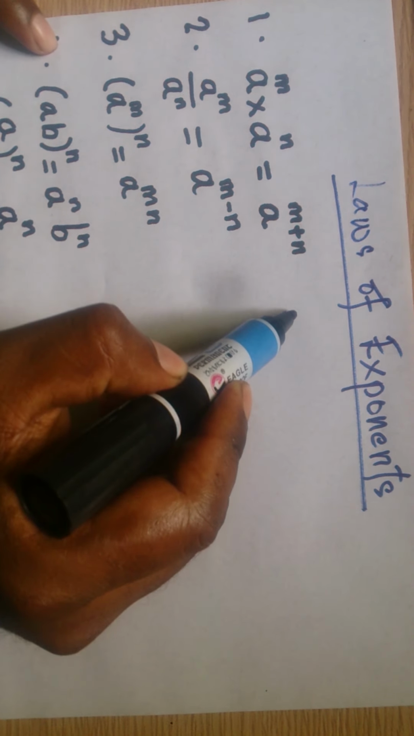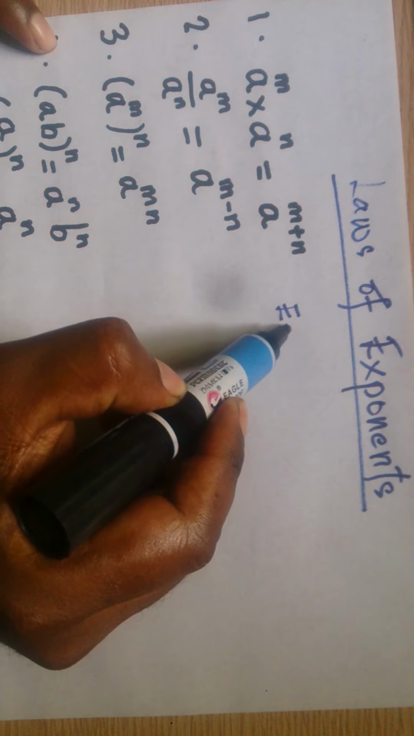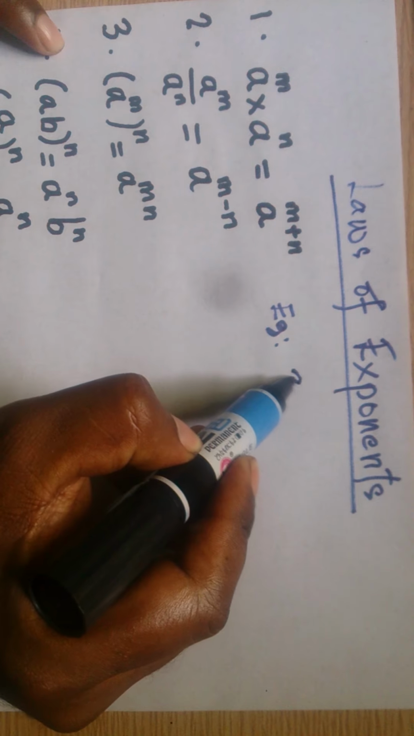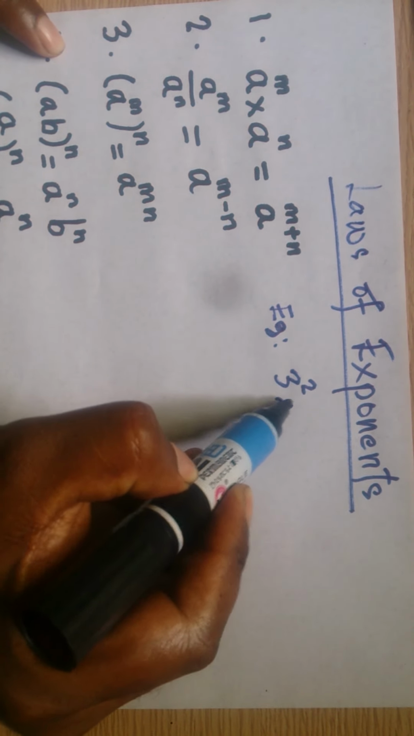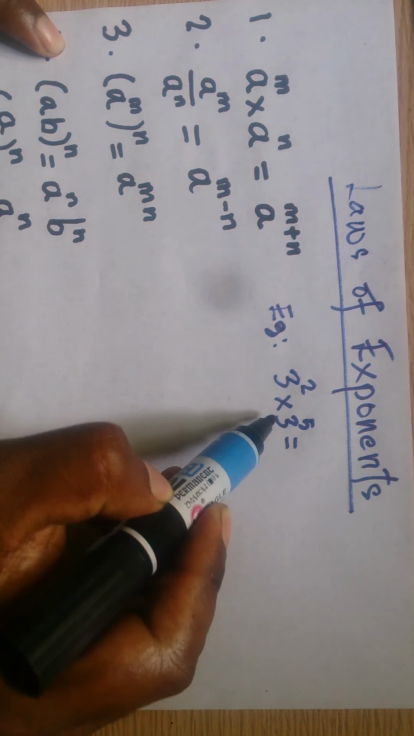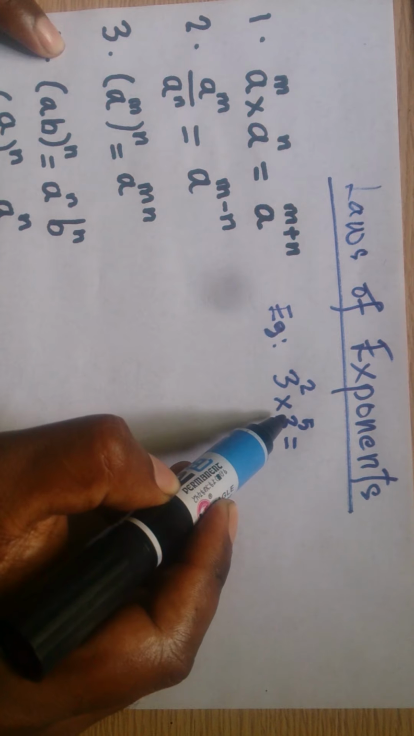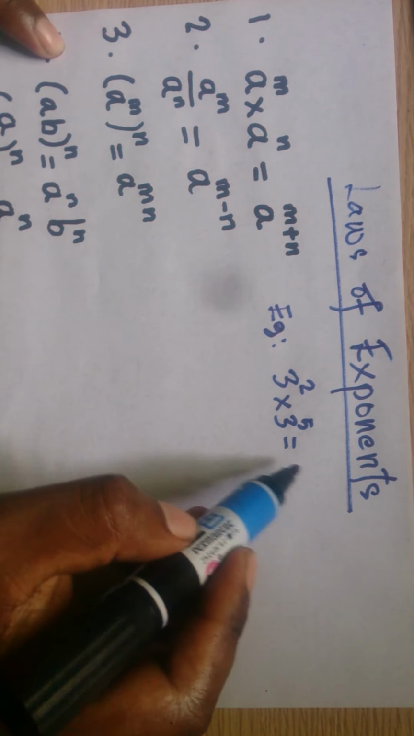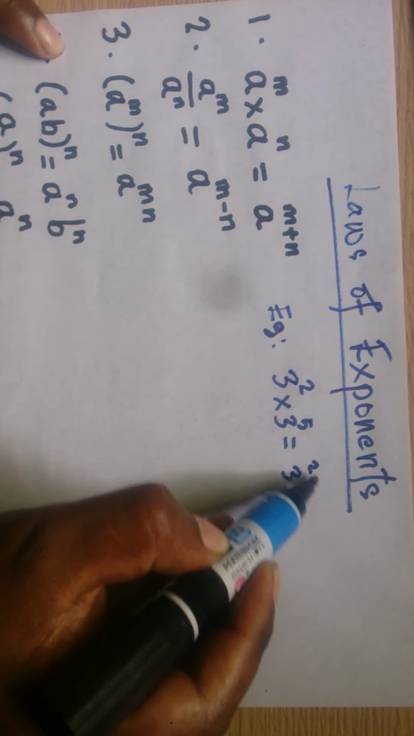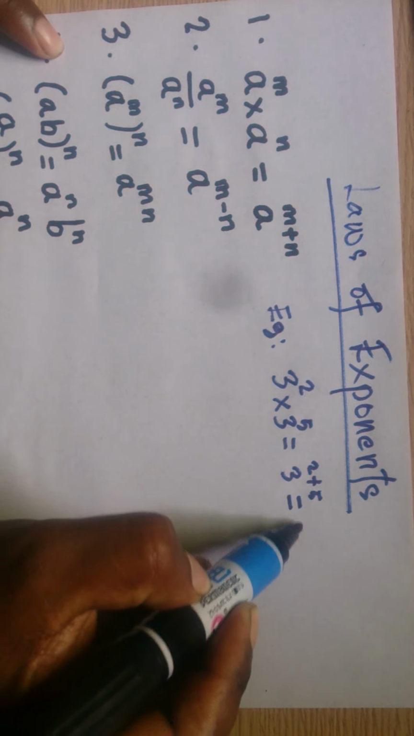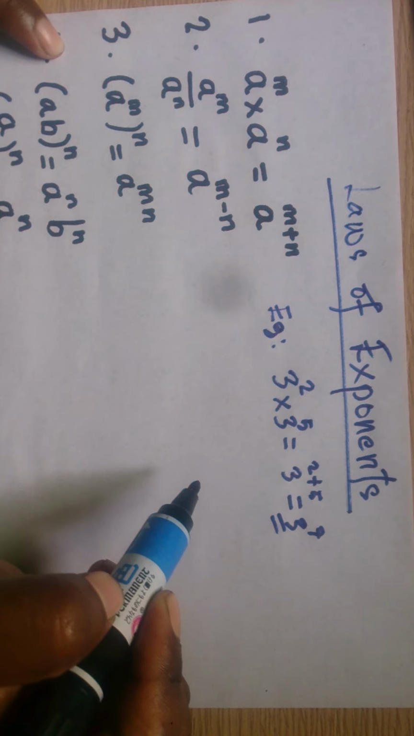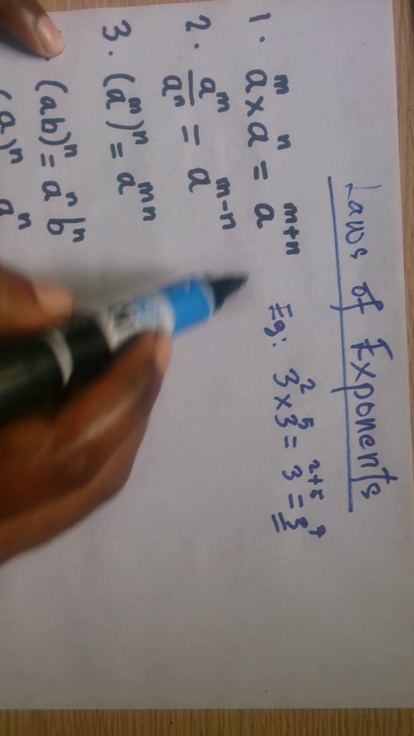So let's have an example. Let me say if we have 3 to the power of 2 times 3 to the power of 5. Since we have the same number raised to two different powers, we put 3 and we add the two powers. 2 plus 5, we have 3 raised to the power of 7. That is our answer.